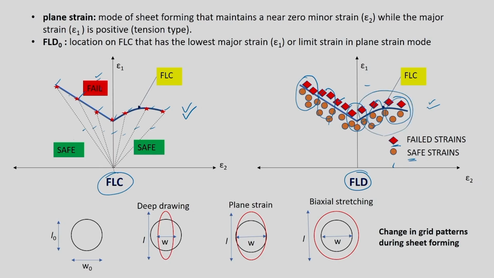One case is balanced biaxial stretching where epsilon 1 and 2 are the same, which will give you epsilon 2 by epsilon 1, that is beta, equal to 1, which will probably be an extreme case here.